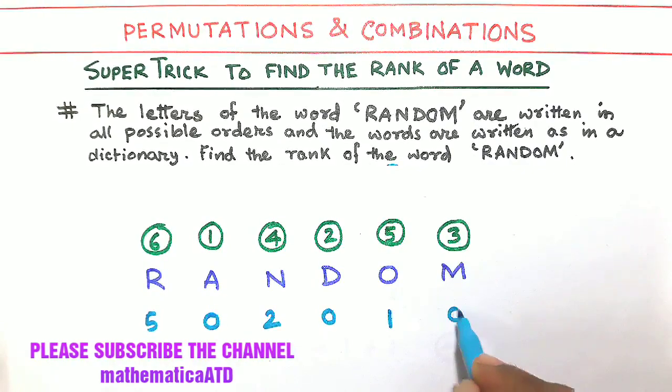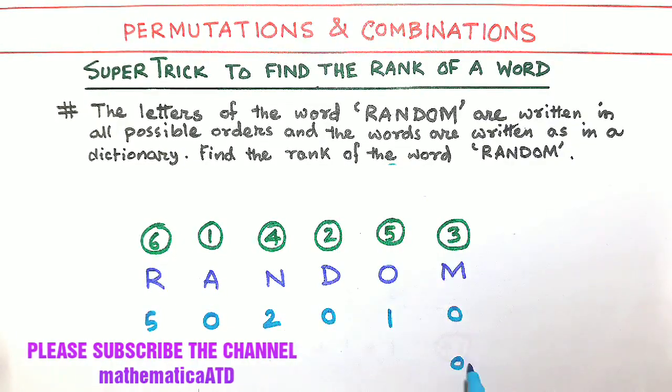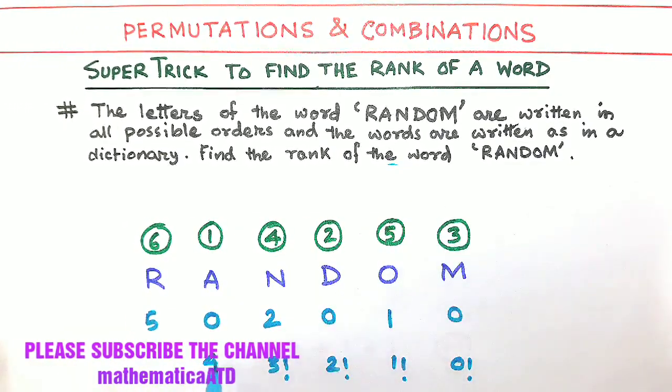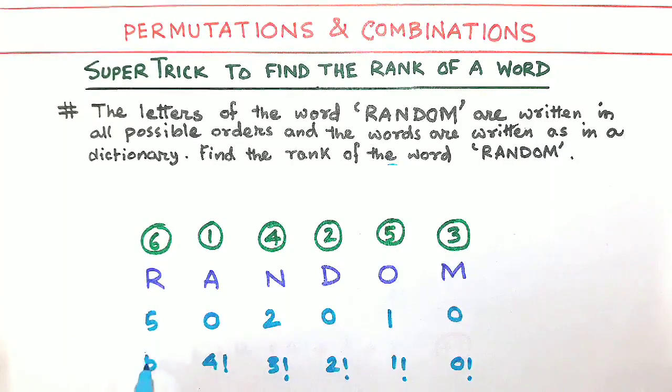Next step is, from the right side you put 0 factorial, 1 factorial, 2 factorial, 3 factorial, 4 factorial, and finally 5 factorial. Friends, you just multiply all of them. After multiplication you will get a result and finally you have to add 1.